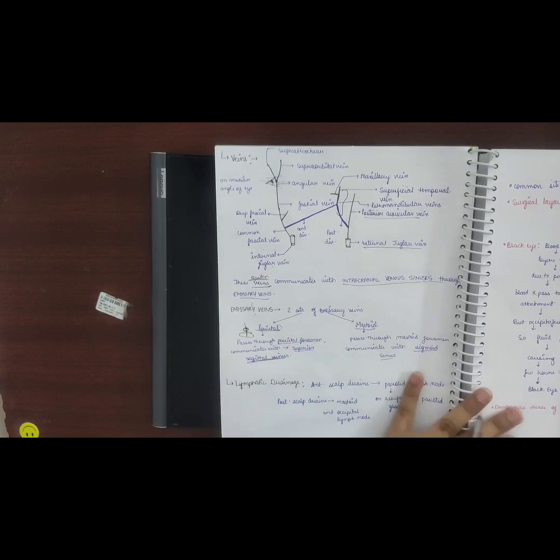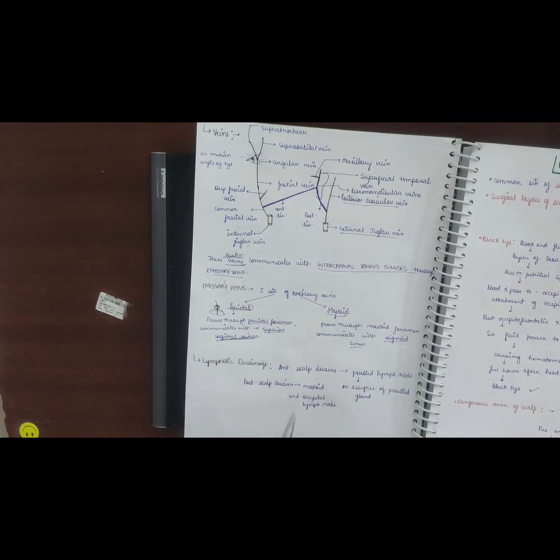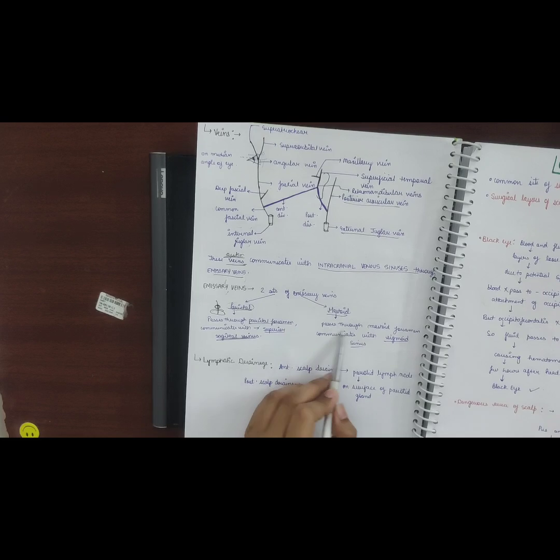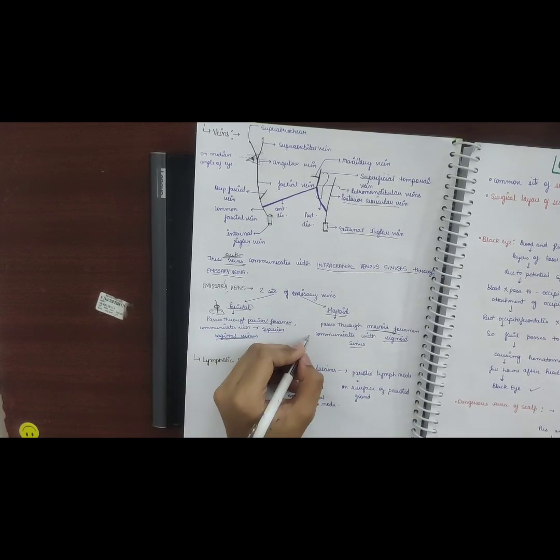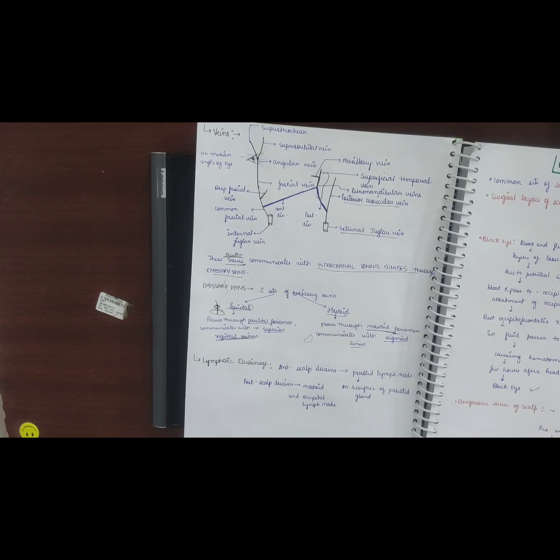Then mastoid, these mastoid veins are passing through the mastoid foramen. Mastoid foramen is present in the temporal bone as an extension of the temporal bone. So this is communicating with the sigmoid sinus.